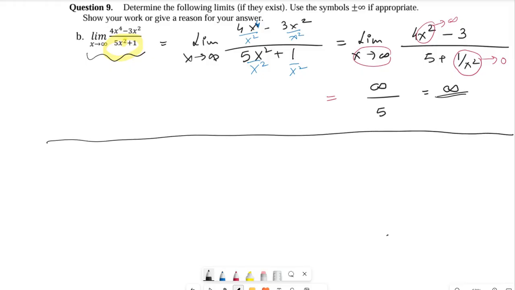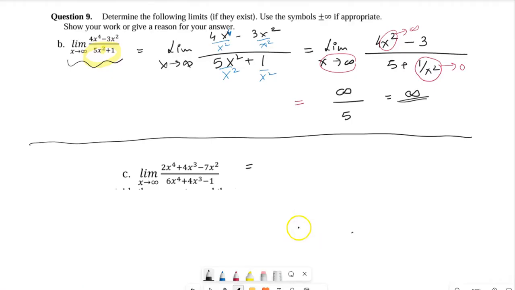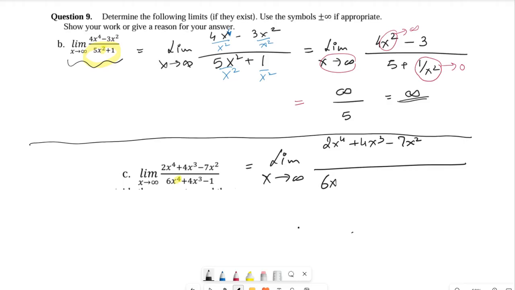Let's work on the next example. Here is the last part of the question. In this one, again, we have a fraction. The highest power of x in the denominator is 4. So I'm going to rewrite this function for a minute. Highest power of x in the denominator is 4. Therefore, I'm going to divide all the terms by x to the fourth.